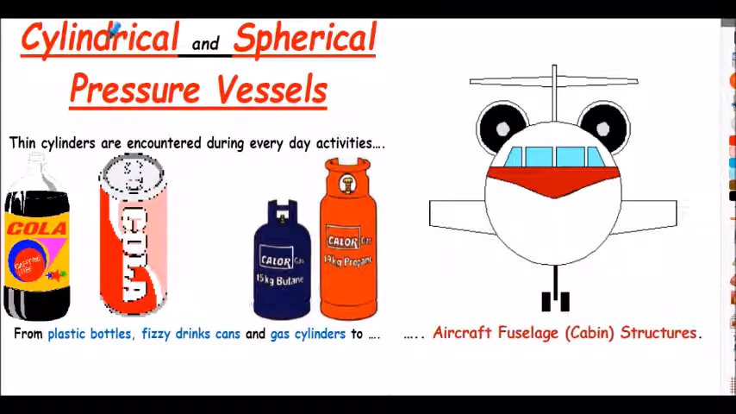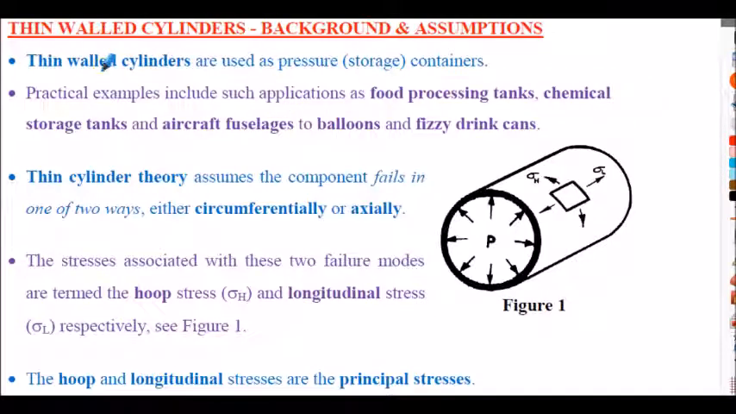Okay, so we know cylindrical or spherical pressure vessels is the topic area here, thin cylinders, and we've already mentioned plastic bottles, fizzy drink containers, gas cylinders shown here, and aircraft fuselages, cabin structures. They can all be analysed as thin cylinders. Let's go through some of your notes. I'm going to browse these with you.